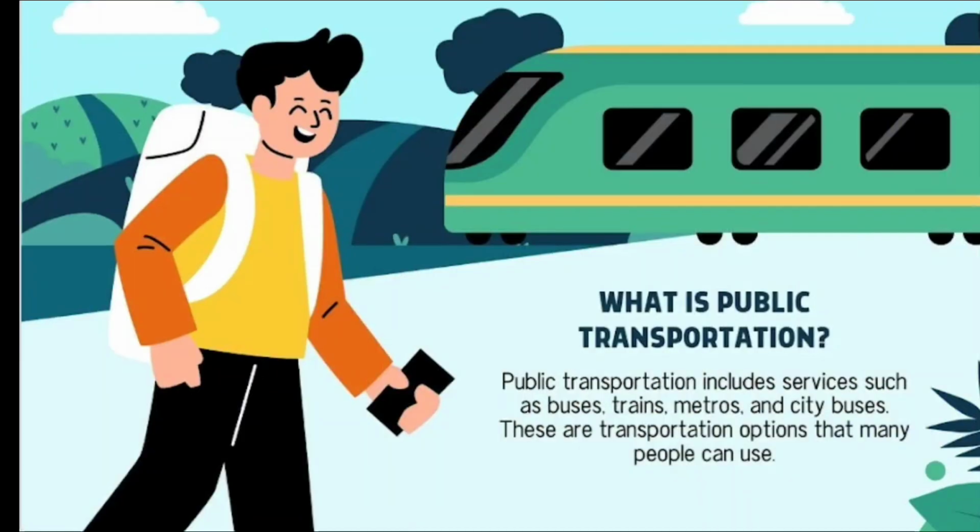So, public transport includes services such as buses, trains, metros, and city buses. These are transport options that people can use. I'm sure you have used at least one or maybe all of these public transports while going from one place to another. Now, if you come to school by bus, or by autos, that is auto rickshaws, isn't it? They are shared and they are public transport. Many of them also travel by trains and metros, and these services are easily available and quite affordable rather than using a private vehicle, isn't it?